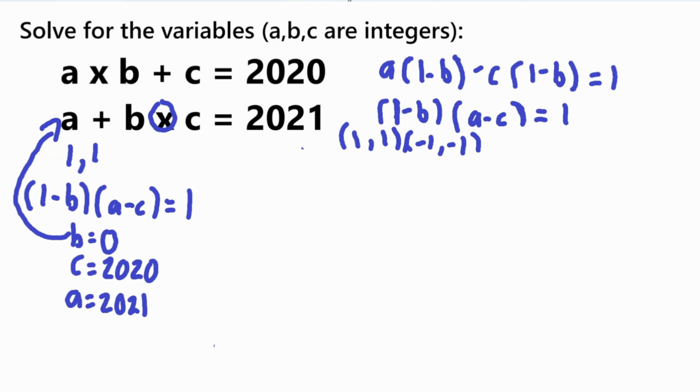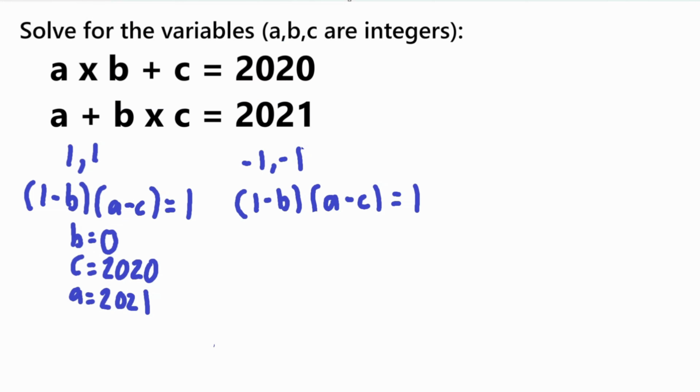Now we have our three variables, but remember, there are two different answers here since we have not checked for -1 and -1 yet. We got our first set of answers when we made both of these terms into 1. Now we need to make both of these terms into -1. So 1 minus b needs to equal -1. What would be b? In this case, b would be 2, because 1 minus 2 is equal to -1.